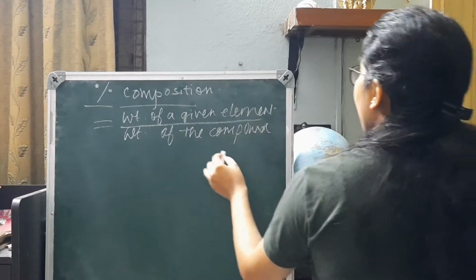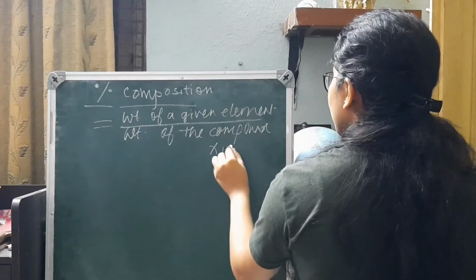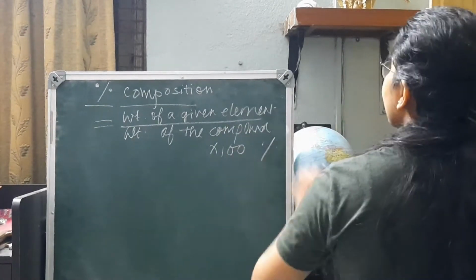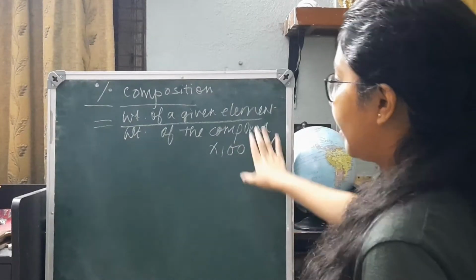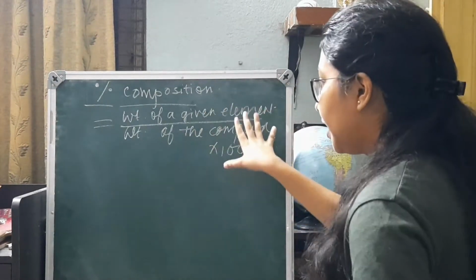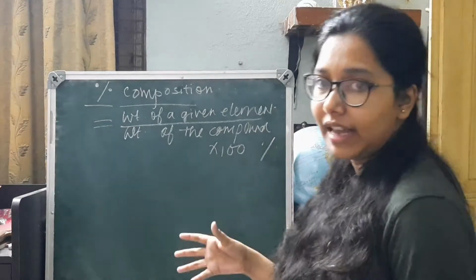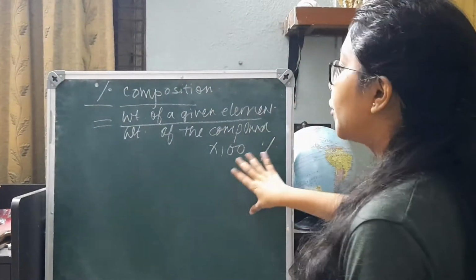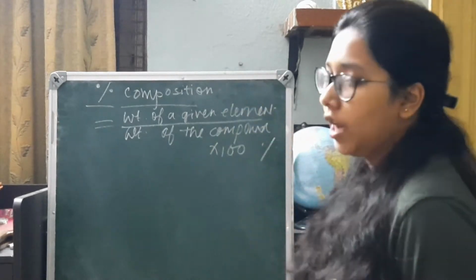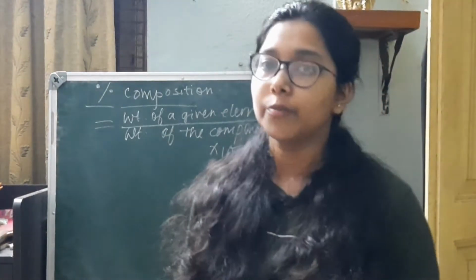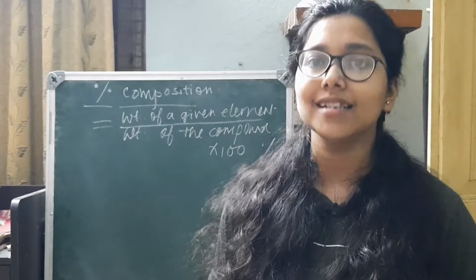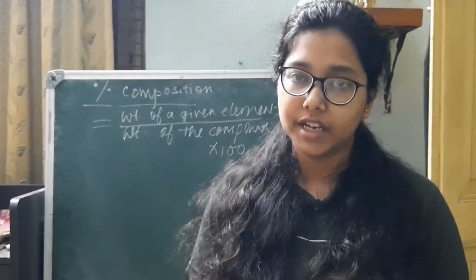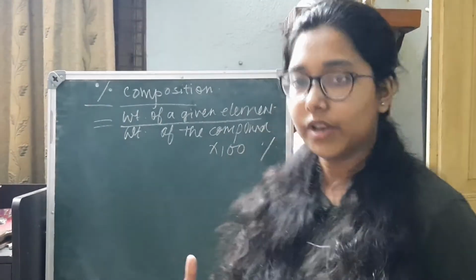So I hope what is percentage composition is very much clear to all of you, that it is weight of the given element whose composition has to be calculated by the weight of the compound into 100, because it is in percent. So let us check some numericals to understand the calculation of percentage composition in a better way.